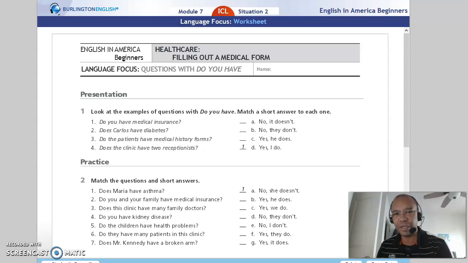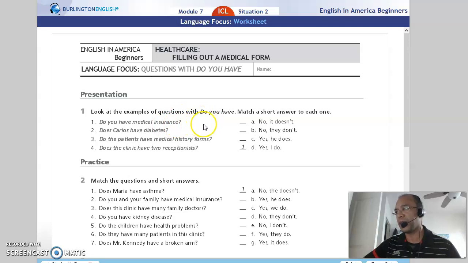Today we'll continue the lesson of using the verb to do as a helping verb, as an auxiliary verb. Yesterday we went over some of the information, how we formulate questions, and how we make affirmative and negative sentences by using the verb to do. So questions have it using do you have.